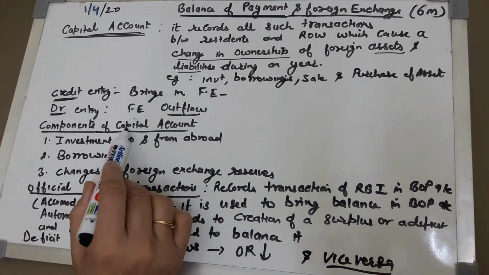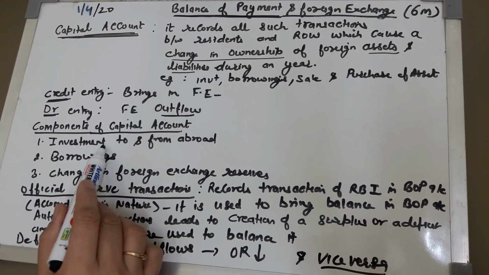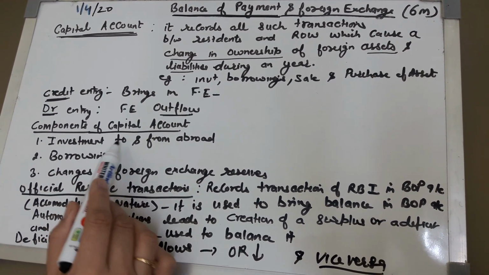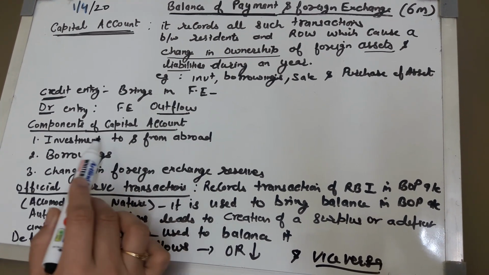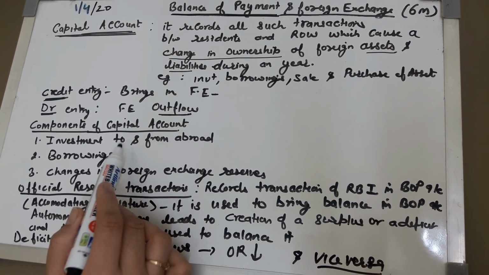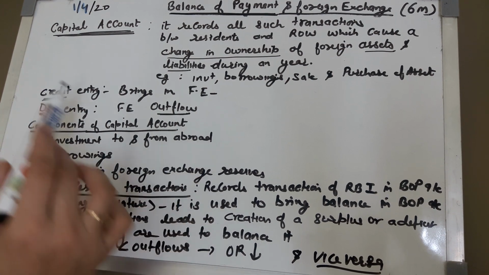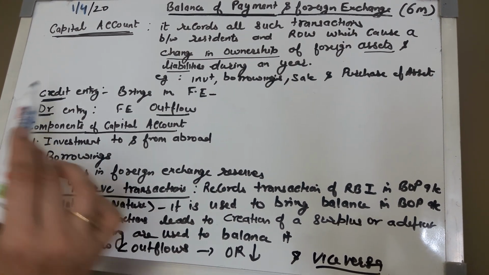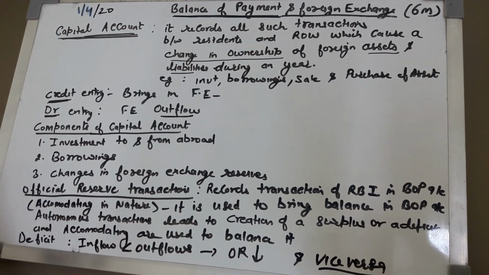Now our capital account has three components. First is called investment to and from abroad. It is the same thing which I just picked up. I am investing in their country and they are investing in my country. When I am investing in their country, there is an outflow of foreign exchange and it is a debit entry. When they are investing in our country, it is a credit entry.